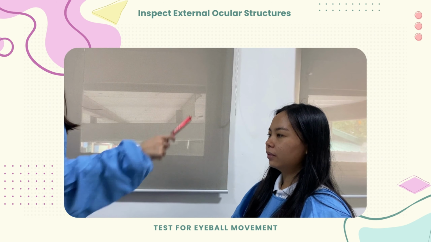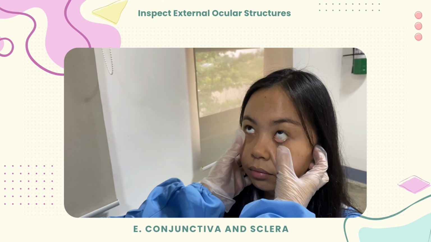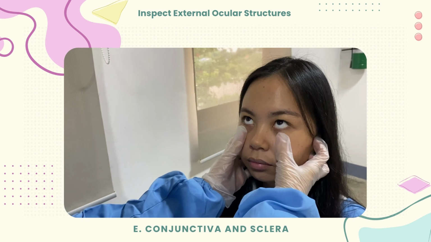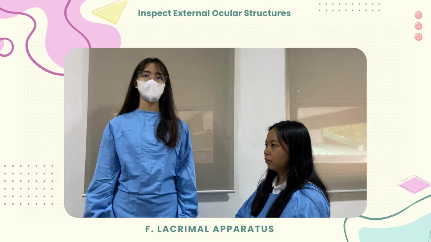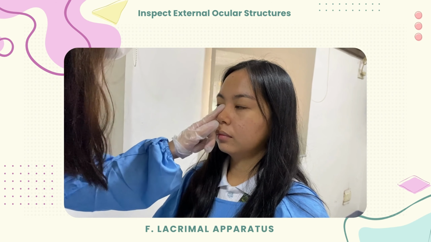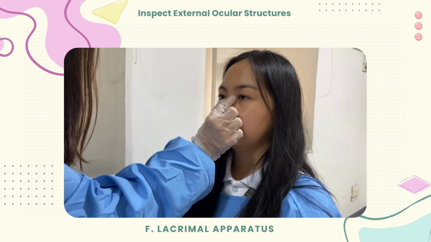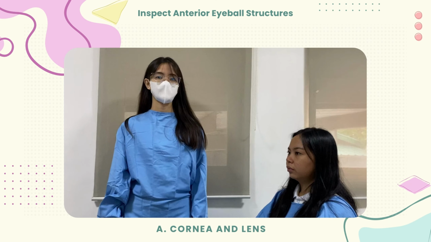Inspect conjunctiva and sclera. Ask the person to look up. Using your thumbs, slide the lower lids along the bony orbital rim. Take care not to push against the eyeball. Inspect the exposed area. Lacrimal apparatus. Ask the person to look down. With your thumbs, slide the outer part of the upper lid up along the bony orbit to expose under the lid. Inspect for any redness and swelling.